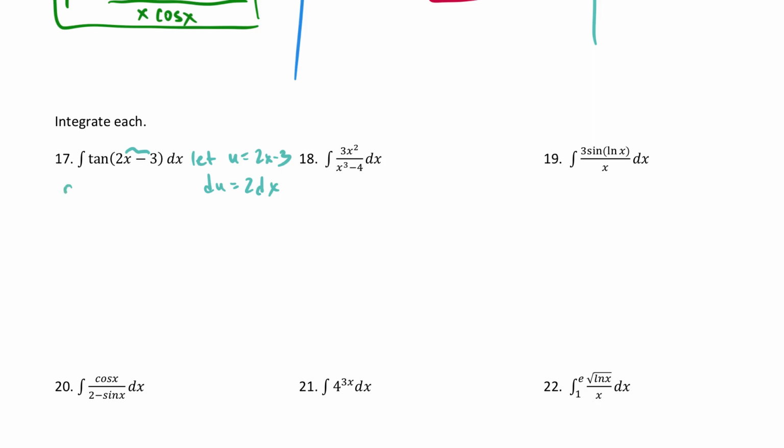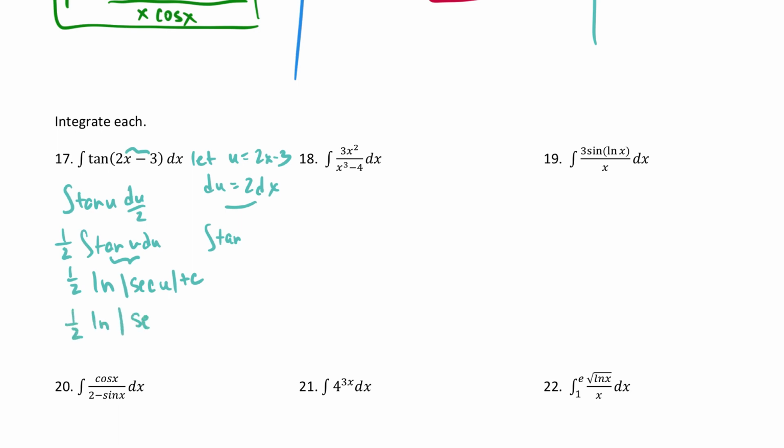Otherwise, we have this as the integral of tangent u, and this will just be du over 2 when I substitute that in. So I'll get 1/2 the integral of tangent u du, and we've memorized this one, which is the natural log of the absolute value of the secant of u plus c, and then we have our 1/2 here. So again, you need to memorize the integral of the tangent. So now substituting this back in, we get ln, absolute value of secant, and then this is going to be 2x minus 3 here, plus c. All right, moving on to the next one.